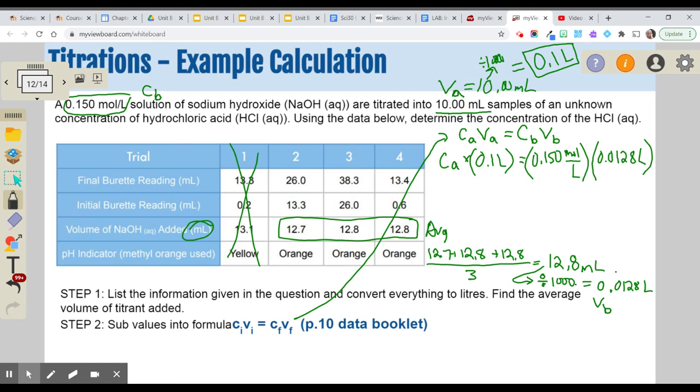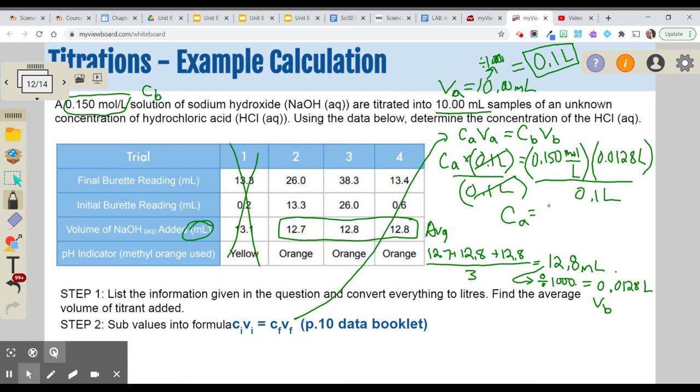Alrighty, so a little bit of math reworking here. So you're going to divide both sides by 0.1 liters so that we can get that out of there and bring it over here. So you could have rearranged this formula ahead of time if you wanted. I just didn't, but you can. So our concentration of the acid is going to be the 0.15 times 0.0128, then divide by 0.1. Pause and try that on your calculator. Right, and my answer is 0.0192.